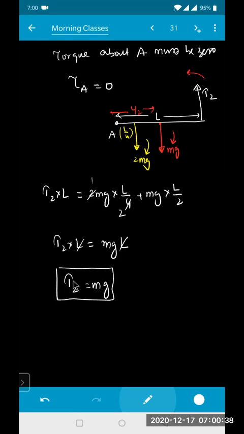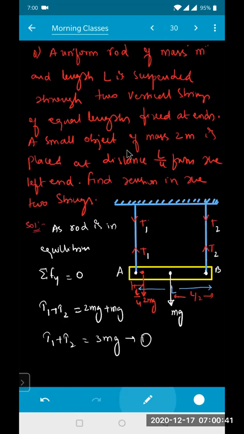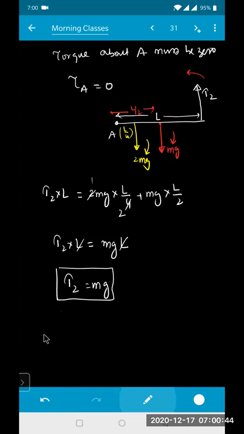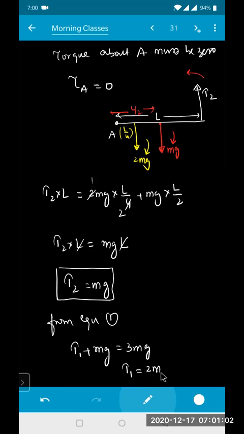If T2 is mg, from equation 1 we can write T1 plus T2, that is mg, is equal to 3mg. So T1 will be equal to, this will go here as negative, 2 times mg. So we got the values of T1 as well as T2. I hope you got a rough idea how to do problems related to torque conditions.